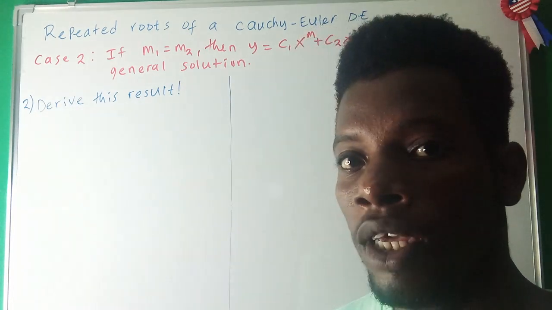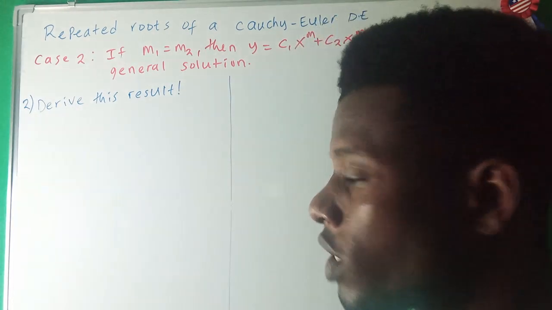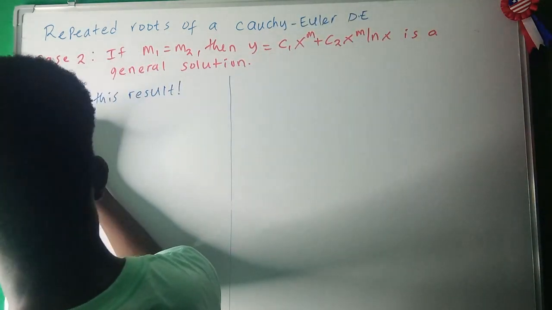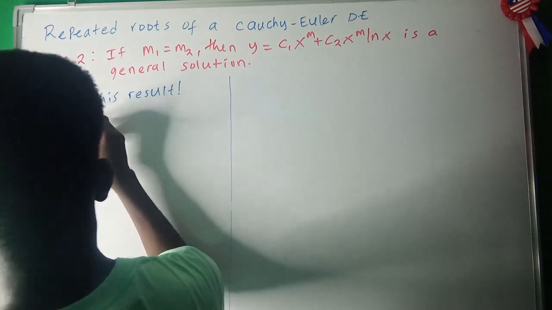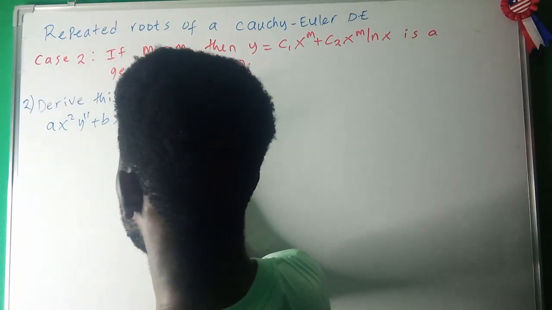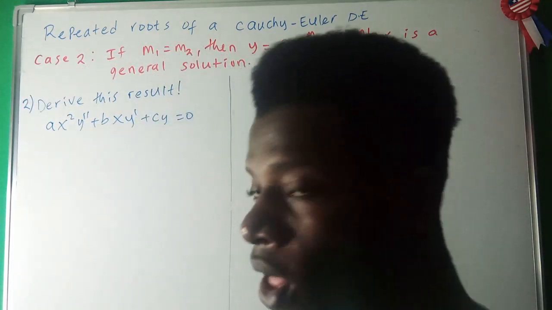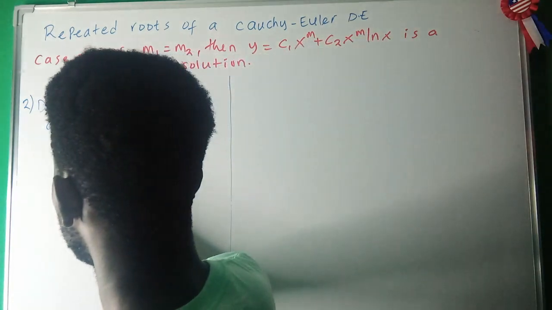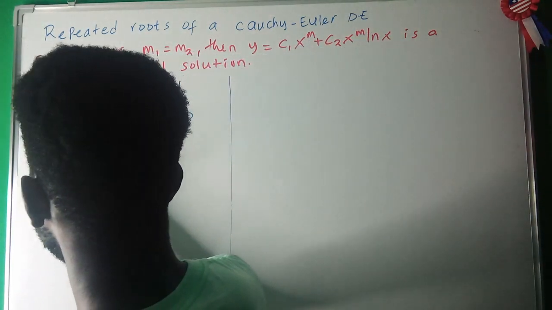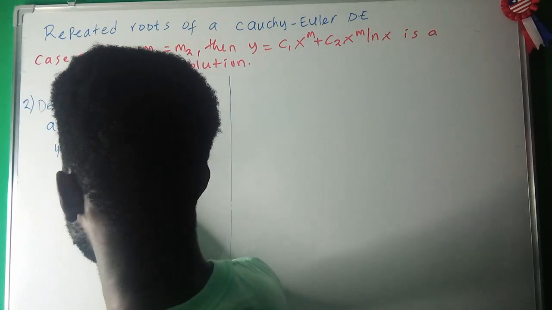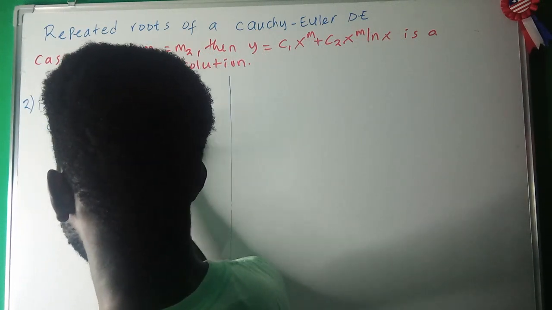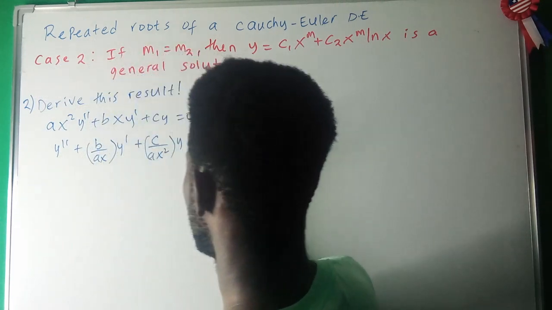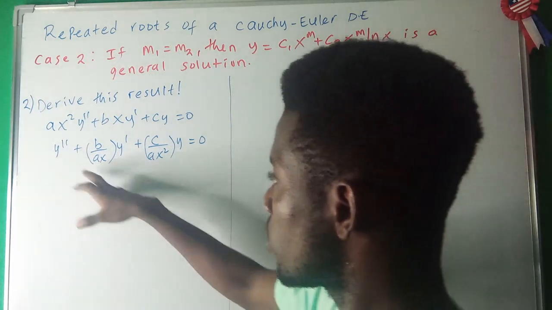So to derive the result, we begin by looking at the general form of a second order Cauchy-Euler differential equation. That's ax squared y prime prime plus bxy prime plus cy equal to 0. In this case, we divide each term by the coefficient of y prime prime. So if we divide this term by ax squared, we'll be left with y prime prime plus b over ax times y prime plus c over ax squared times y equal to 0. Now, this is what we'll be left with.